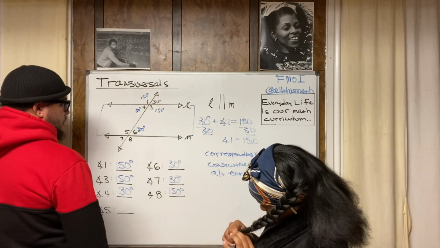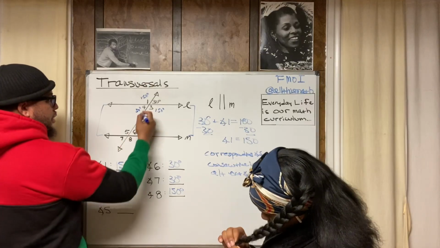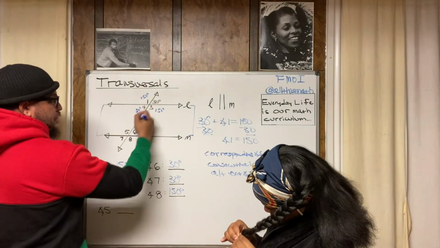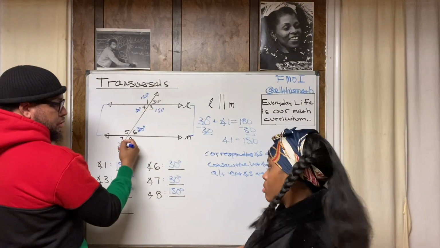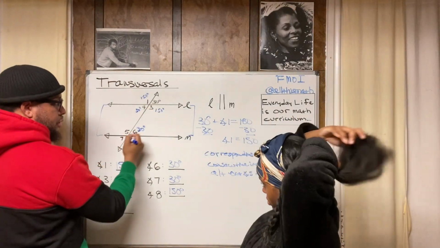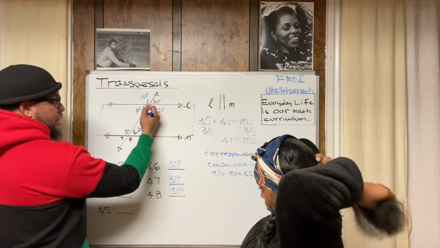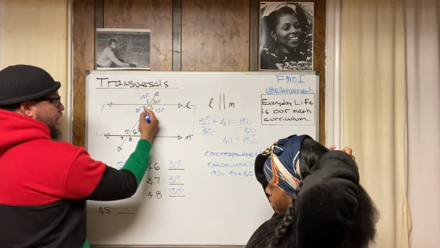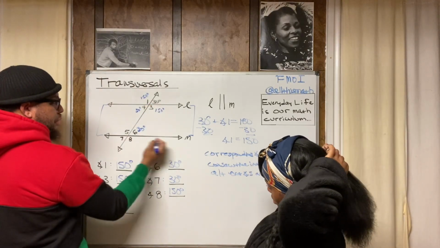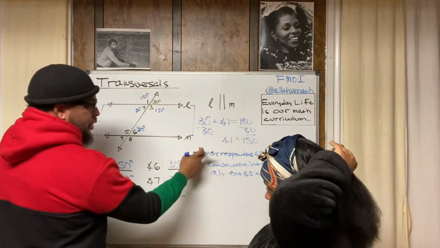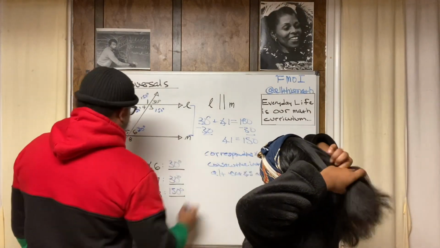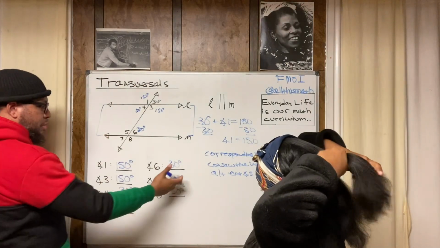All right? Here's another thing. Angle 7 and angle 4 are corresponding angles. They're on the same side of the transversal, and they're both below their respective parallel line. Angle 4 is below L. Angle 7 is below M. That means they're corresponding. Corresponding angles are congruent. So there's all these ways we can figure out the angle measurements.